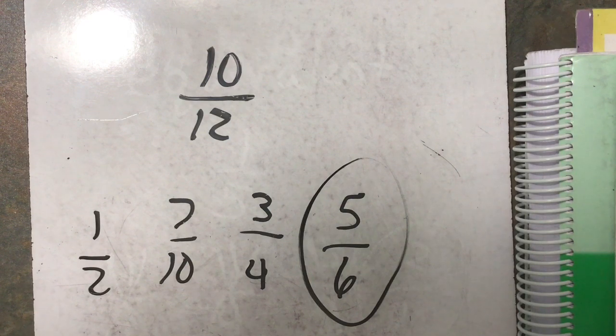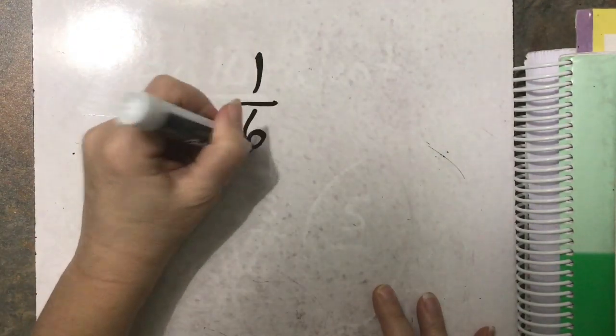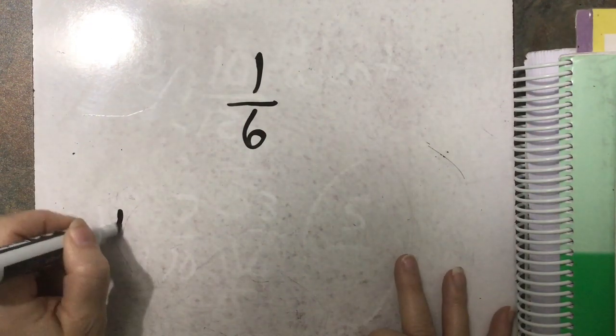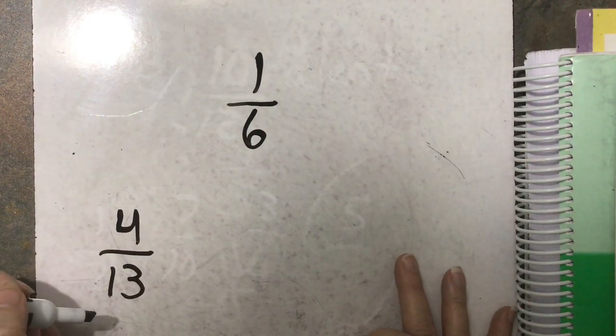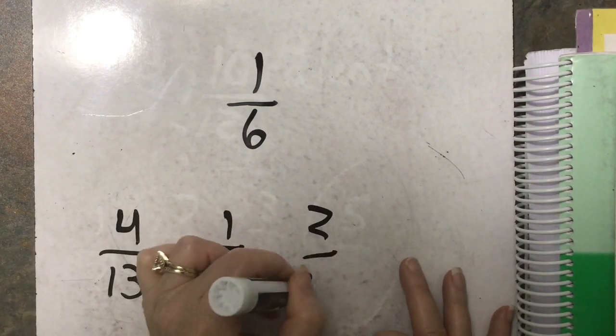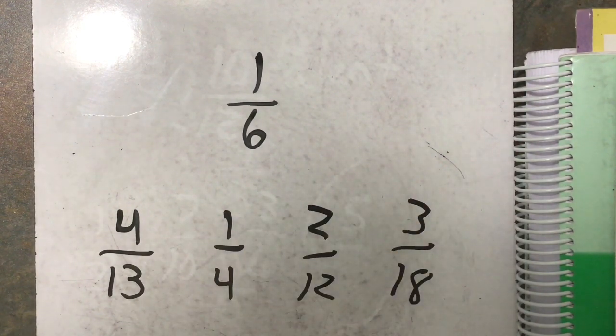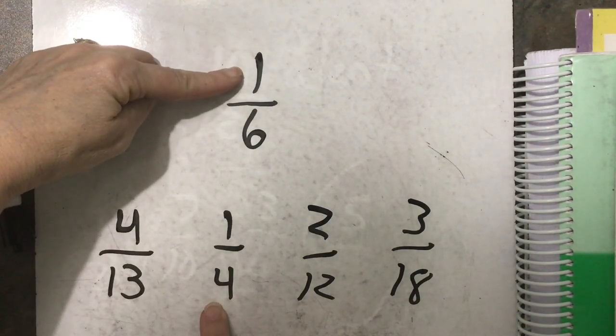Okay, so I'm going to go ahead and move up a level on IXL to show you some other problems, because they do get a little bit harder as you are working your way to a SMART score of 80. Now we're starting off with 1/6, and we've got to find fractions that are equivalent to it. 4/13ths is an answer choice. 1/4 is an answer choice. 2/12ths is an answer choice. And 3/18ths.